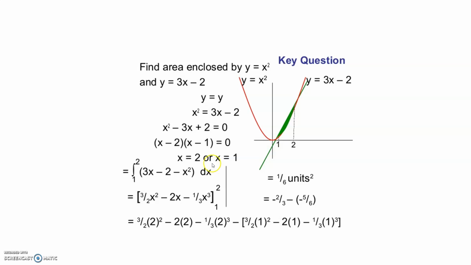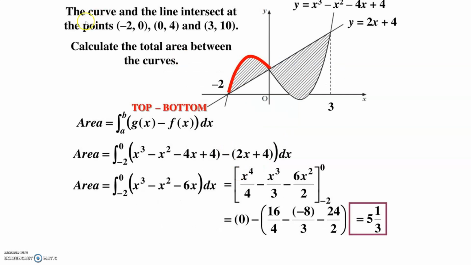Find the area enclosed by y is equal to x square. It is the question that is asked in the board many times. y is equal to 3x minus 2. So we have to define this way. The curve and the line intersect at the points minus 2, 0, 0, 4 and 3, minus 10. Calculate the total area between the curves. The curve is given as y is equal to x cube minus x square minus 4x plus 4 and y is equal to 2x plus 4.